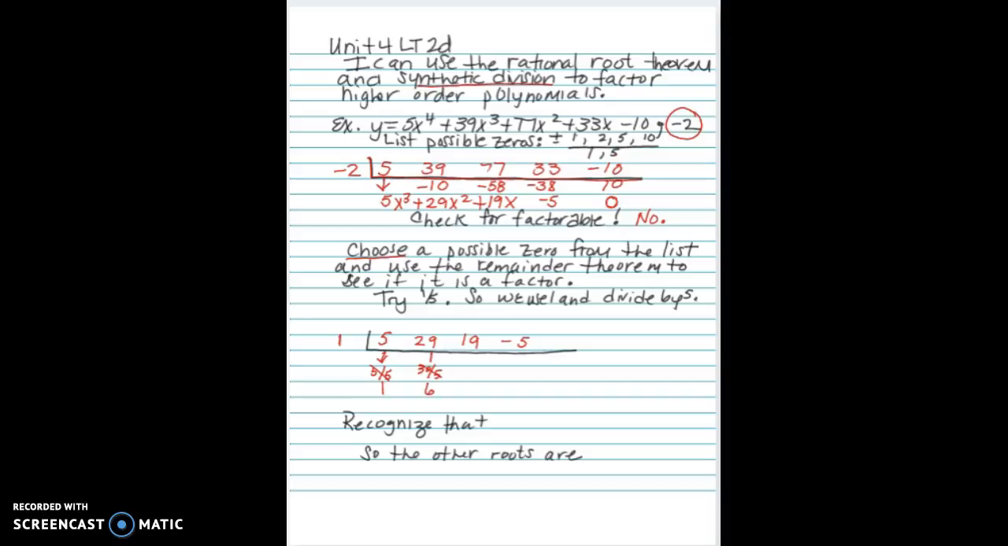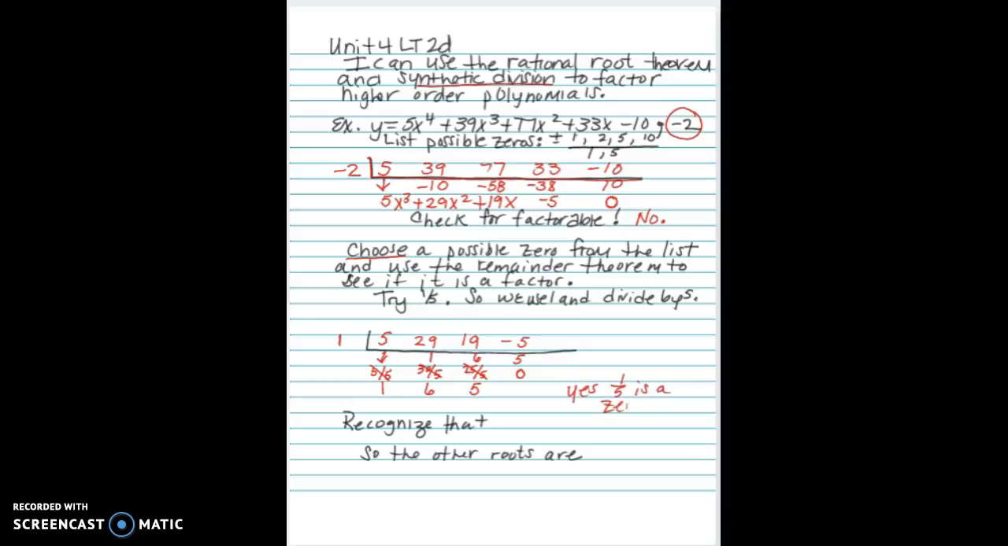I multiply 1 and 6 and get 6. I add 19 and 6 and get 25. I again divide by 5. That simplifies to 5. I multiply 1 and 5 and get 5. I add, I have 0. Oh, cool. 0 means that I actually do have a root here. This is one of my solutions. So yes, 1/5 is a 0.